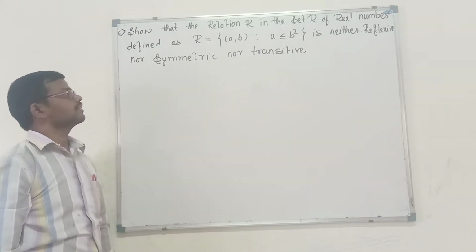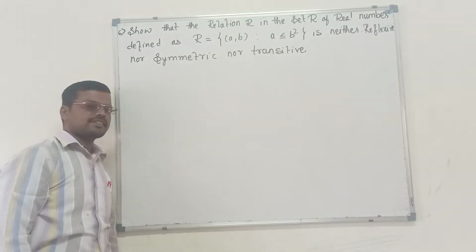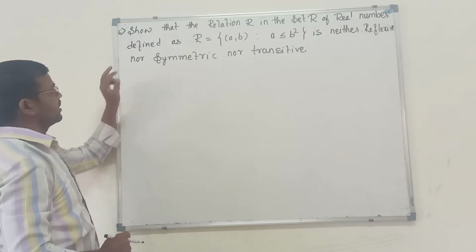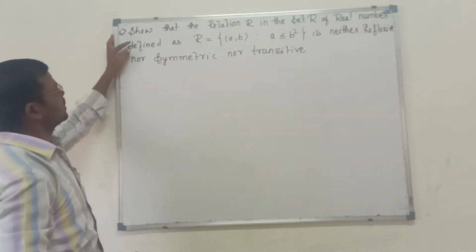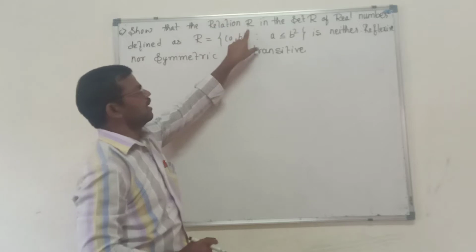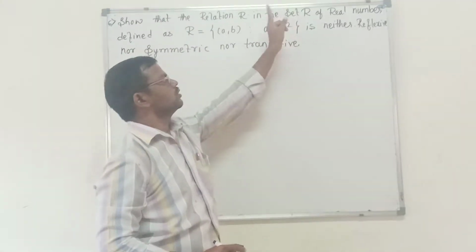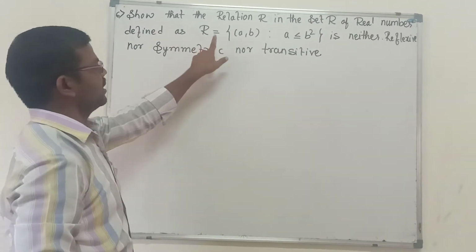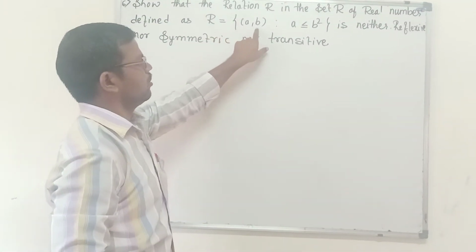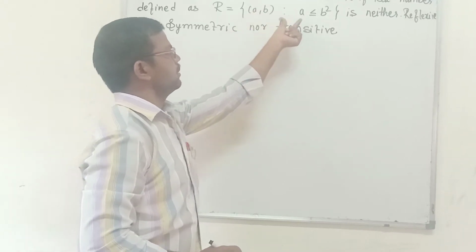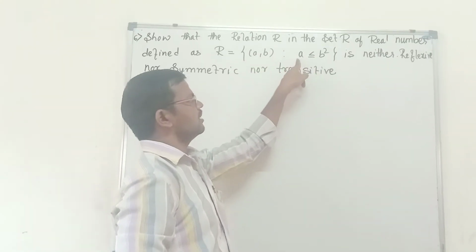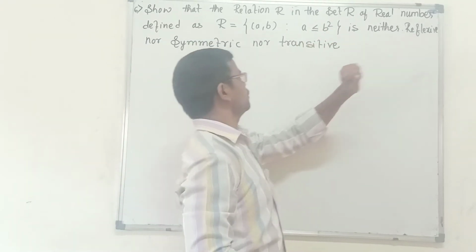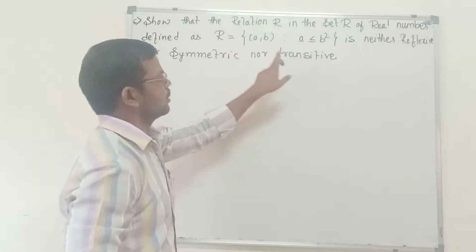Good morning students. We are going to continue the next part of relation and function. We came to the sixth problem: show that the relation on the set of real numbers is defined as R = {(a, b)} where a is less than or equal to b square is neither reflexive nor symmetric nor transitive.